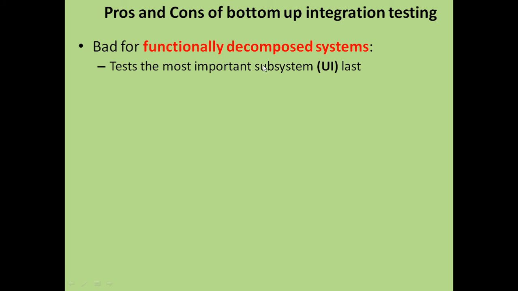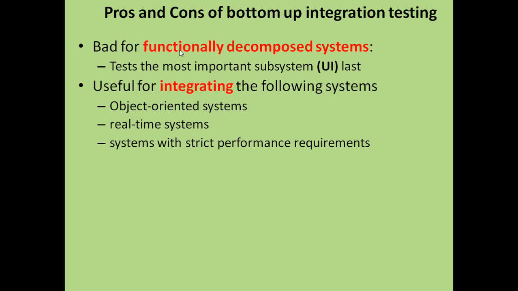What are the pros and cons of bottom-up integration testing? It is bad for functionally decomposed systems. Functionally decomposed systems basically start with the user interface, and based on the functionality you decompose the complete system. So here the most important subsystem is the user interface, but because of the bottom-up strategy, the lowermost subsystems are tested first, and the user interface is the last one to be tested. So this is not a very good strategy.